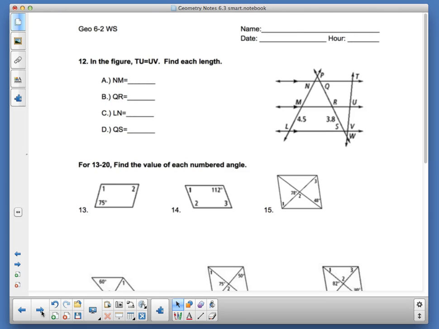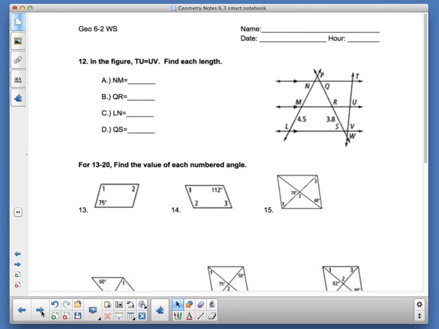Now, in 12, when we're looking at problem 12, we have a transversal crossing 3 parallel lines that are all spaced evenly apart. And one transversal has been cut into even parts. All transversals get cut in even parts. So NM and A is 4.5, B is 3.8, C is 9, D is 7.6. That's just you guys throwing back information that we covered in notes and I changed numbers.